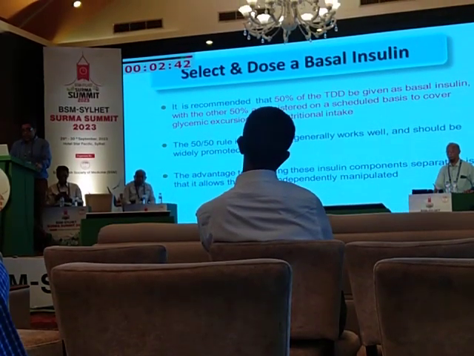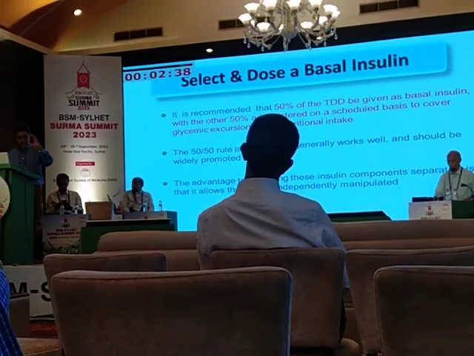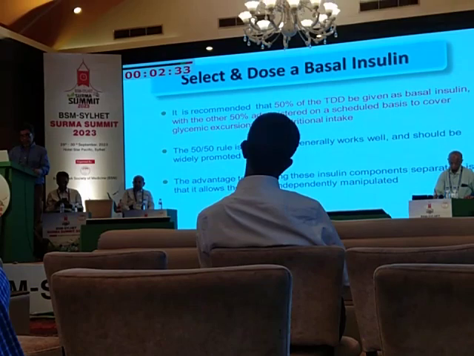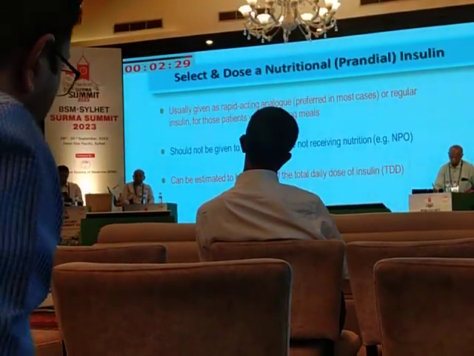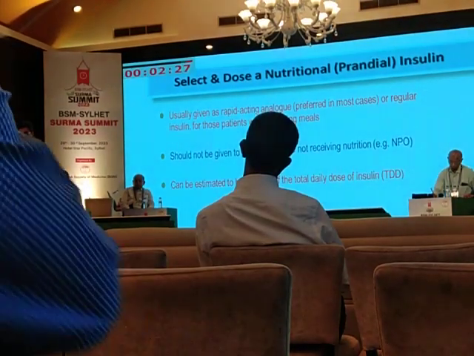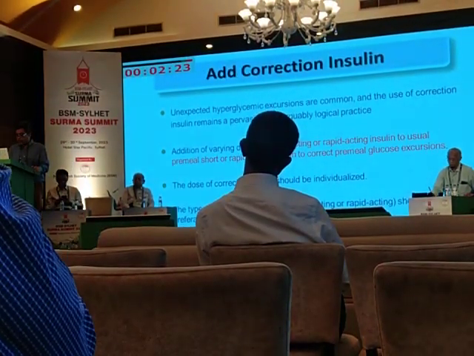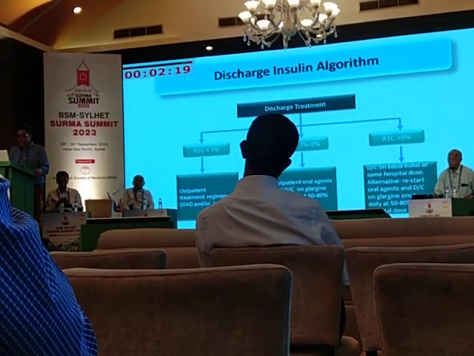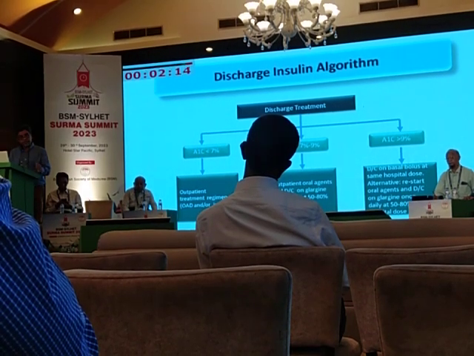So for basal, we should prescribe 50%. If the total daily dose is, suppose, 20 units, then 10 units should be basal and the remaining 10 units will be bolus, that is divided doses. Then select a nutritional dose; if it is nutritional, we can add correction insulin according to dietary intake.